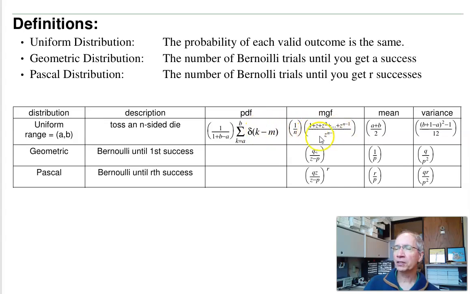The moment generating function is the z-transform. I've got, for a six-sided die, a 1 in 6 chance of getting a 1, 2, 3, 4, 5, and 6. The mean is the sum of the two endpoints divided by 2. Like for a six-sided die, 1 plus 6 over 2, the average is 3.5. And the variance is (b plus 1 minus a) squared minus 1, over 12. For a six-sided die, 6 plus 1 minus 1, 6 squared minus 1, 35 over 12. Geometric and Pascal we'll get to later.